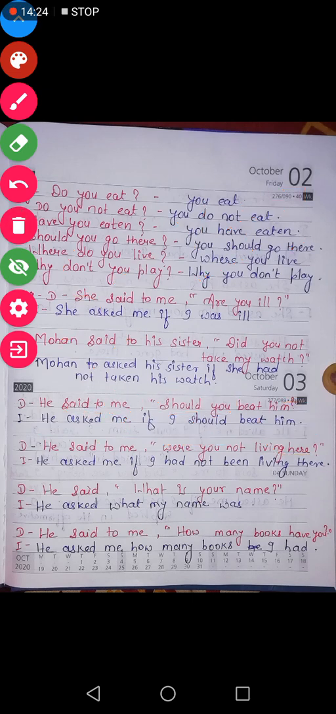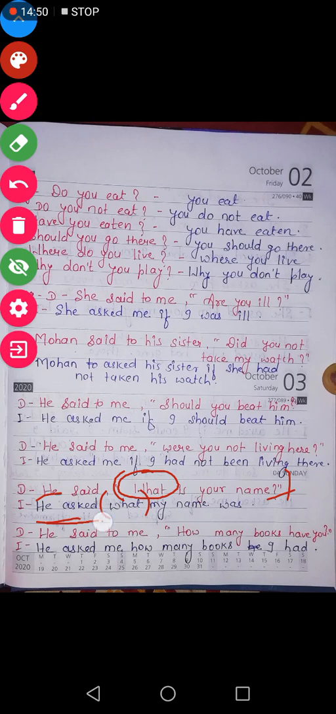Coming to this example, he said, "What is your name?" Now see students, we have entered in WH questions. He asked, how it will be changed? Now the rule was saying that if the interrogative sentence begins with a WH word, the word will remain same in the indirect speech.